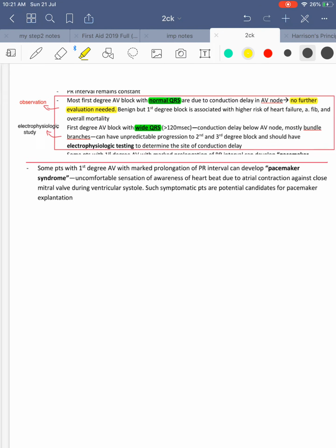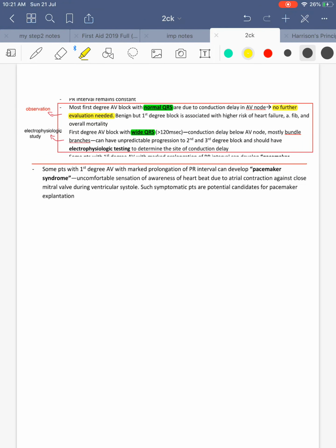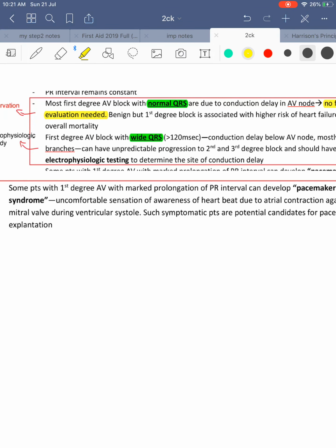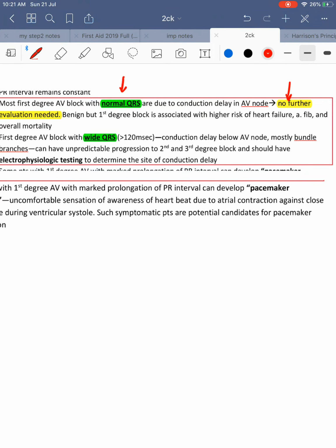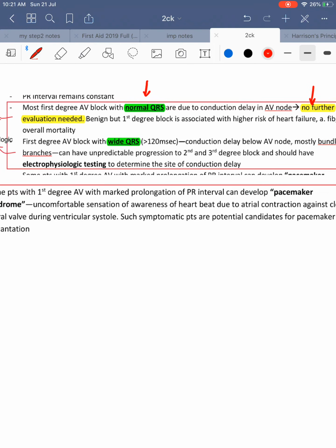What UWORLD mentions is that for first degree AV block, we have to differentiate based on the QRS complexes. If the QRS complex is normal, there is no further evaluation needed. We need not do anything. It is just benign, so we just wait and observe. Benign, but first degree block is associated with a higher rate of heart failure, atrial fibrillation, and overall mortality.